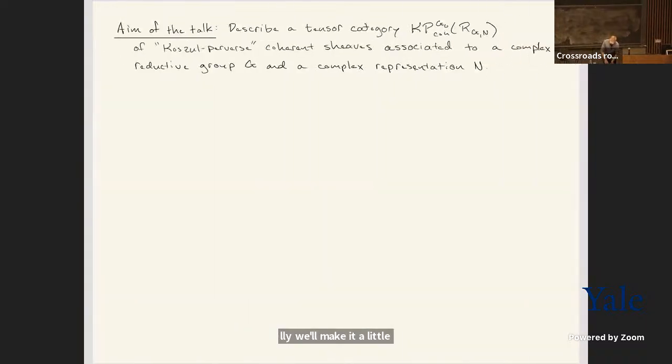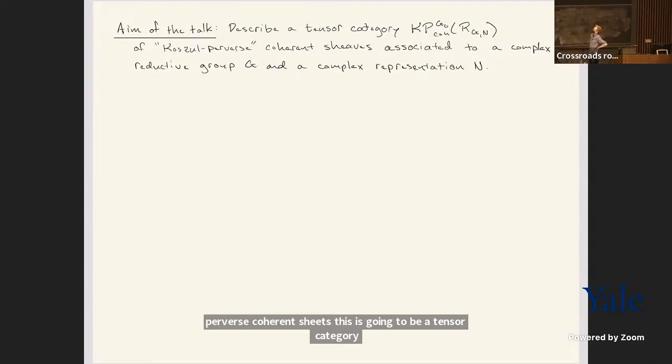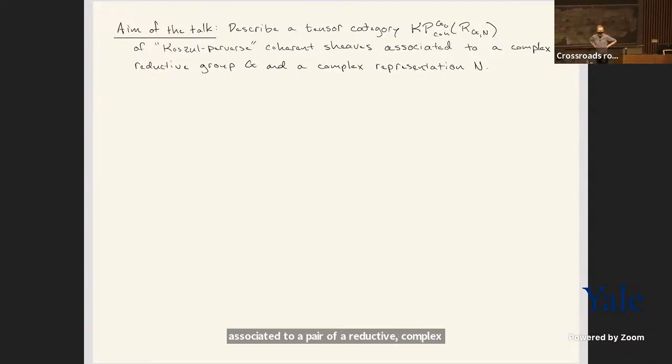So the goal of the talk: I'm going to describe a certain tensor category of what I'll call causal perverse coherent sheaves. This is going to be a tensor category associated to a pair of a reductive complex group G and a complex representation N. I'll explain that notation a bit in a moment and try to justify the terminology as the talk goes on. But let me start by giving a few motivations for discussing these categories.